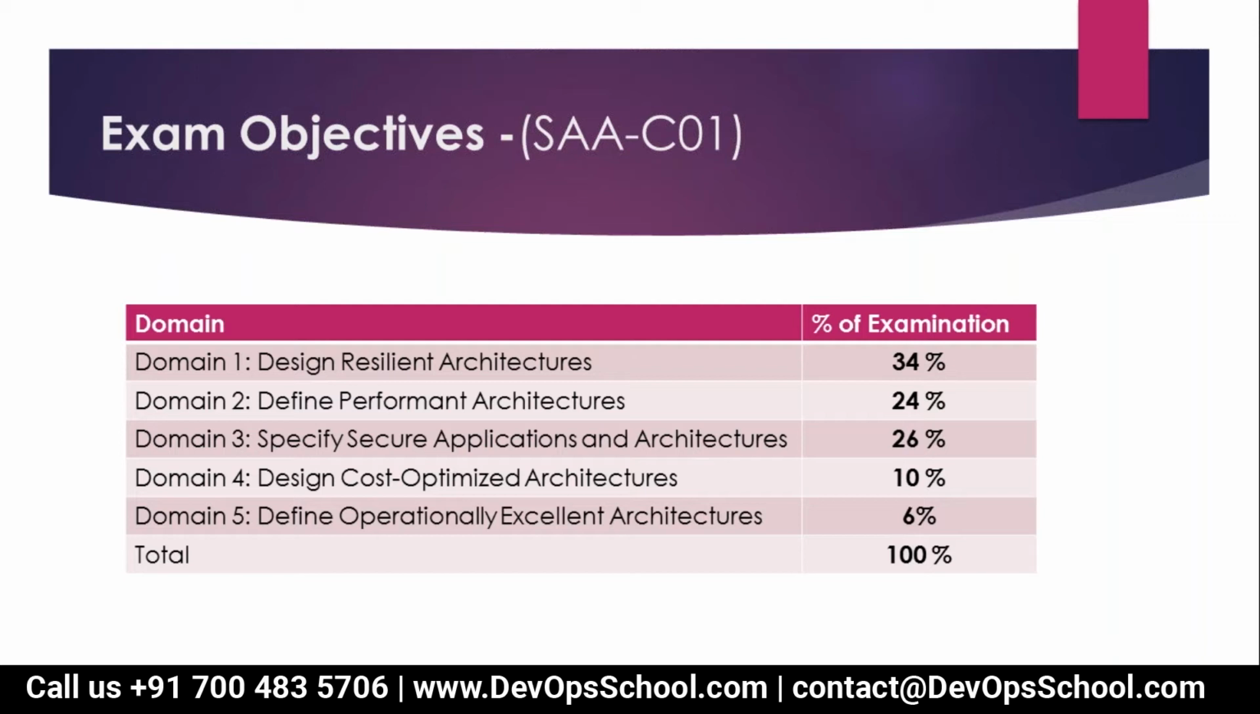So try to understand in the first unit, Design Resilient Architecture, what is the exam weight? It is 34%, correct? The second unit has 24%, the third unit has 26%, the fourth unit has 10%, and the fifth is very less, that is 6%.